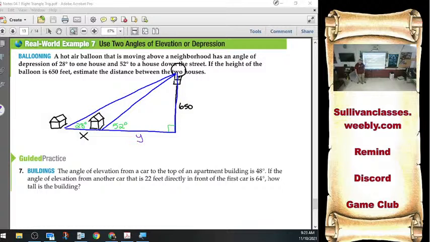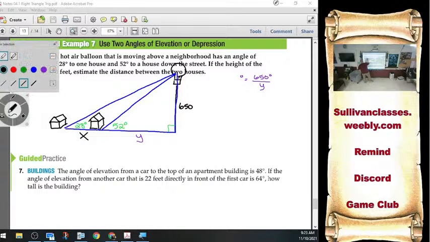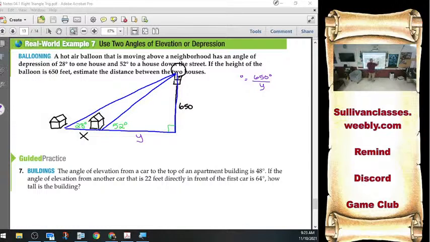So I'm going to say y. I'm going to say that the tangent of 28 is opposite over adjacent. 650 over y. That's supposed to be 52. See, that's what happens when I'm distracted. Right? From this angle, tangent is 650 over y.